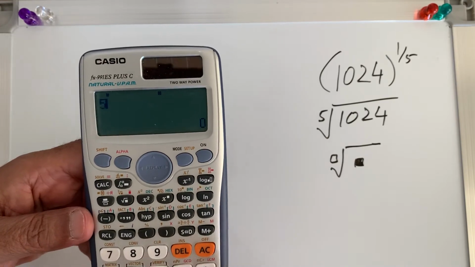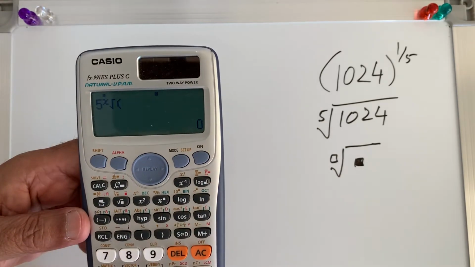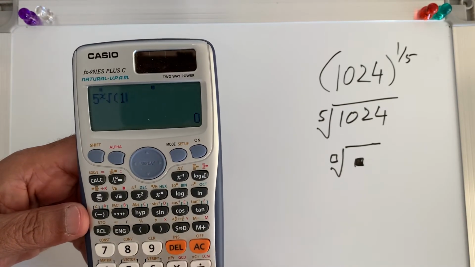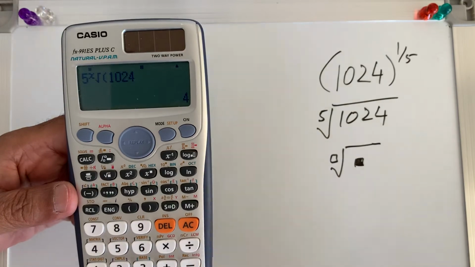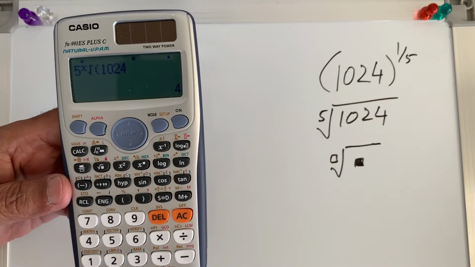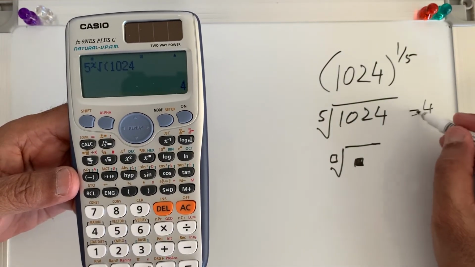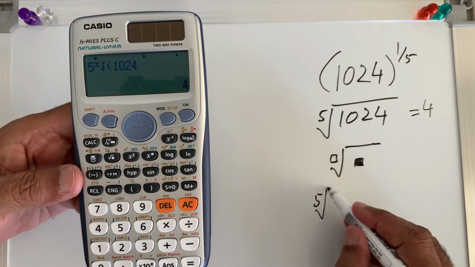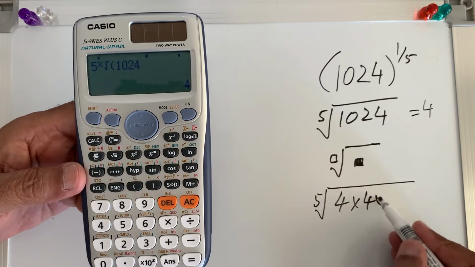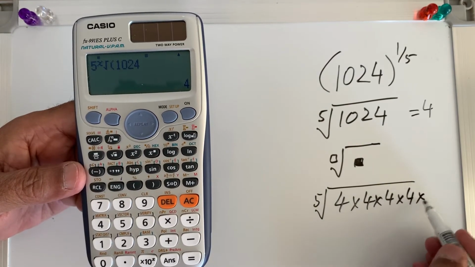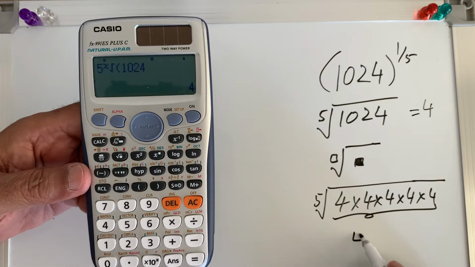So you press 5 first, the fifth root, and then shift, and then this red sign which I told you about already, then 1024, and then equals, and my answer is 4. So I will say that the fifth root of 1024 is equal to 4. What does it mean? It means that if I want to take the fifth root of 1024, I have to multiply 4 five times. If I break this and group it five times, my answer is 4.